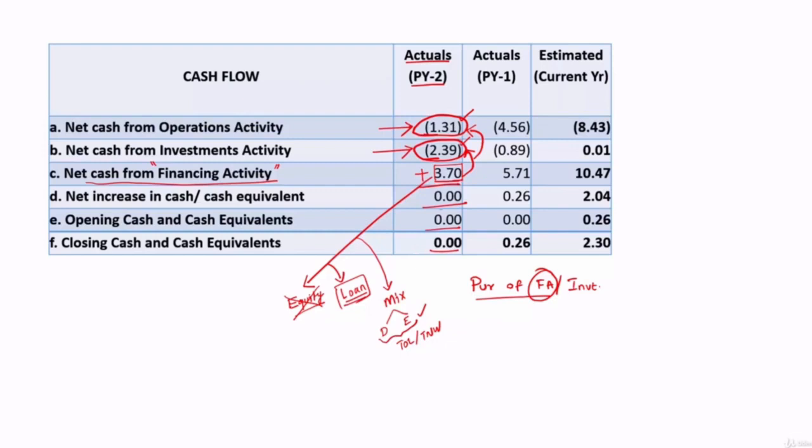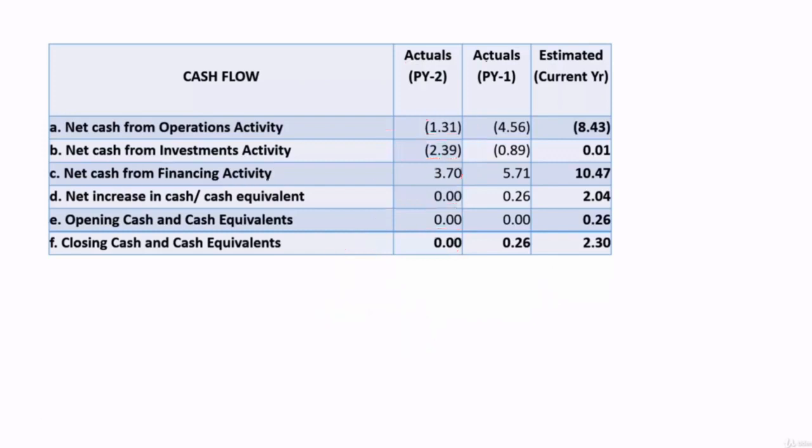This is previous year 2 analysis. Let us also analyze previous year 1 now. Previous year 1, their negative cash flow from operational activity increased. Previous year 2 it was 1.31 crore, but now it increased to 4.56 crore negative cash flow. And if you look at the cash flow from investment activity, negative cash flow previous year was 2.39 and this year it has come down.